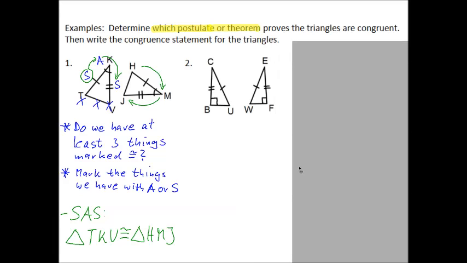Let's look at our next example. What do we have? We have 2 sides that are congruent, and we have an angle that's congruent. The right angle is congruent to the right angle of the other triangle. We do not have the measurement of this angle, of this side, or of this angle.